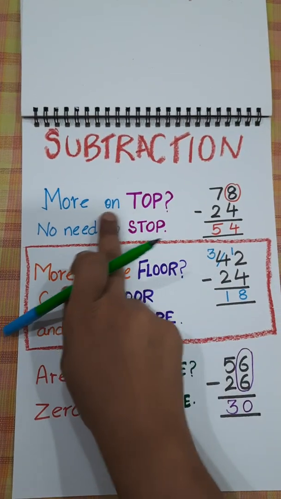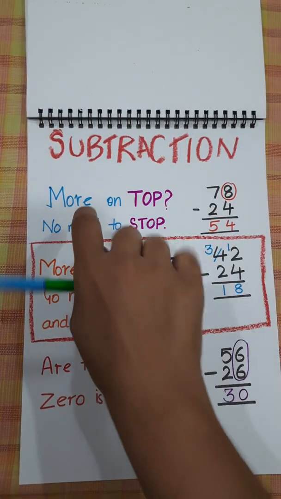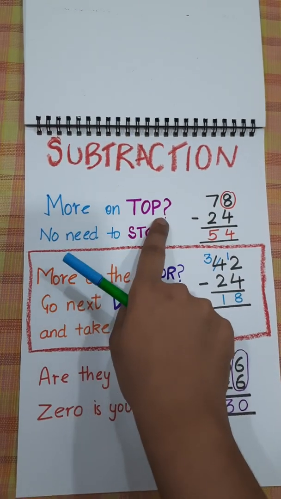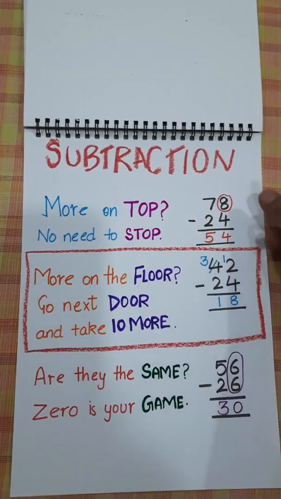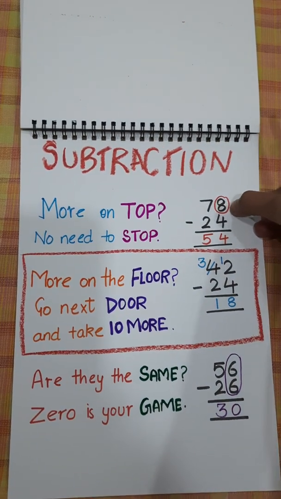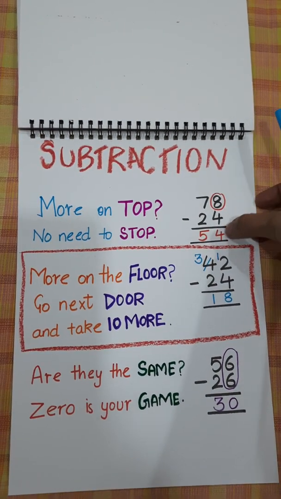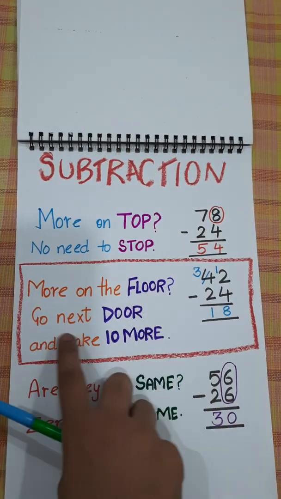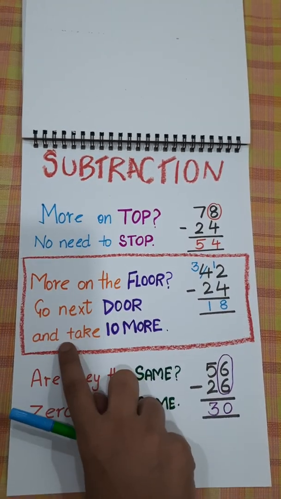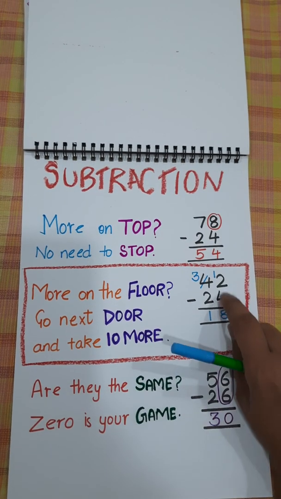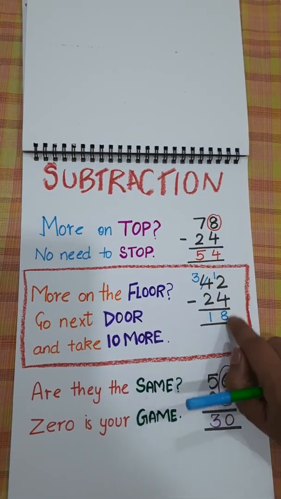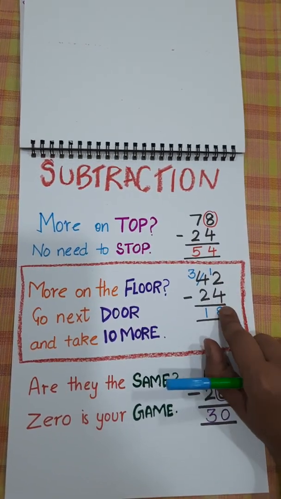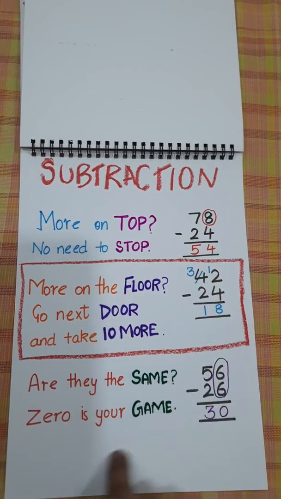So let's see how it is relating with these. It says more on top, no need to stop. So here I have more as my minuend, so I don't need to stop, I just need to subtract. More on the floor, go next door and take 10 more. So this is what we have learned, the borrowing. If it is less, we will borrow.